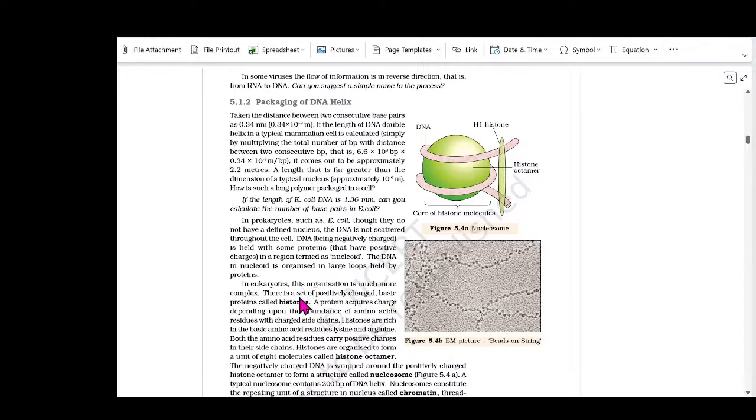There is a set of positively charged basic proteins called histones. A protein acquires charge depending upon the abundance of amino acid residues with charged side chains. Histones are rich in the basic amino acid residues lysine and arginine. Both the amino acid residues carry positive charges in their side chains. Histones are organized to form a unit of 8 molecules called the histone octamer.